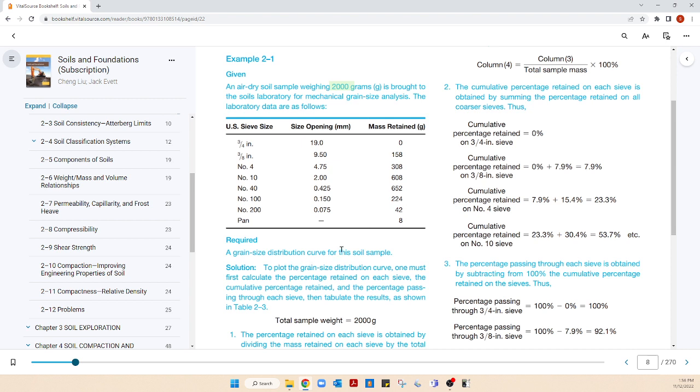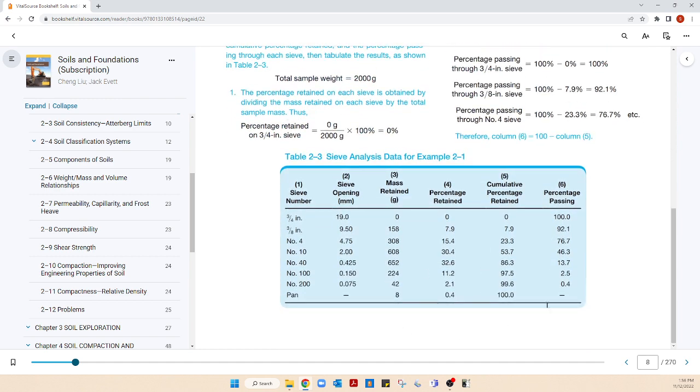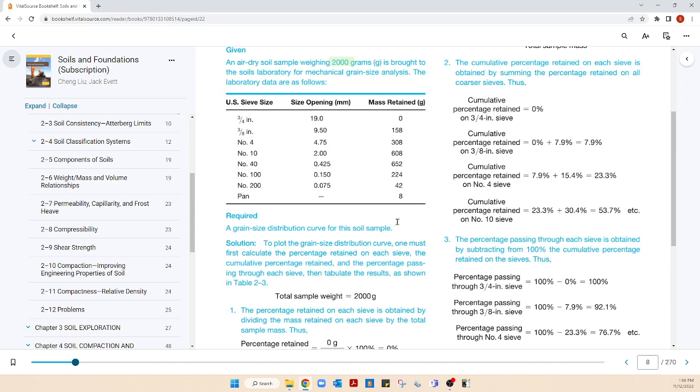To plot the grain size distribution curve, one must first calculate the percentage retained on each sieve, the cumulative percentage retained, and the percentage passing through each sieve. Then tabulate the results as shown in table 2-3 right here. So these are all your answers. This is what you're going to come up with, but you need to go through this problem.